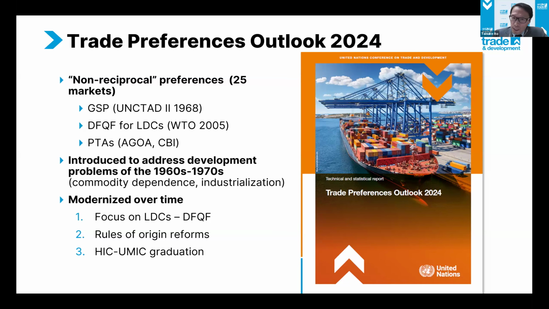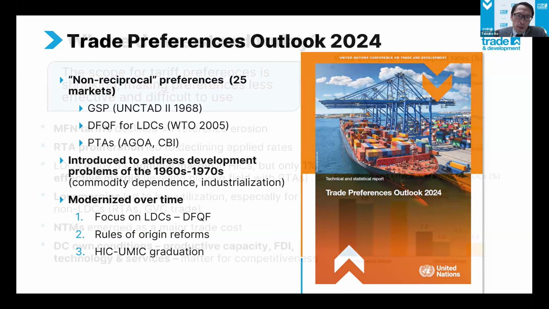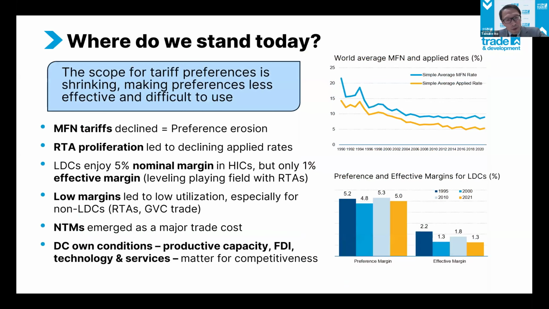And also rules of origin have been reformed, and most recently, especially in the EU and Canada and several donor countries, there's been this graduation of high-income countries and upper middle-income countries from the scheme. So the idea behind it is to support more LDCs by focusing preferential access on those countries. So given those improvements, what has been the situation now?